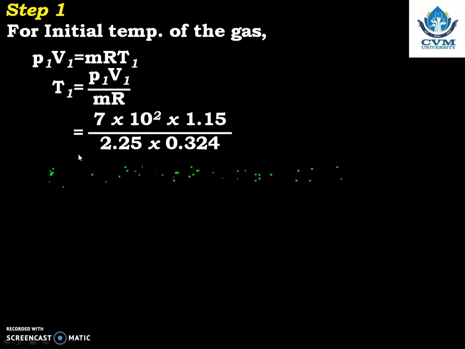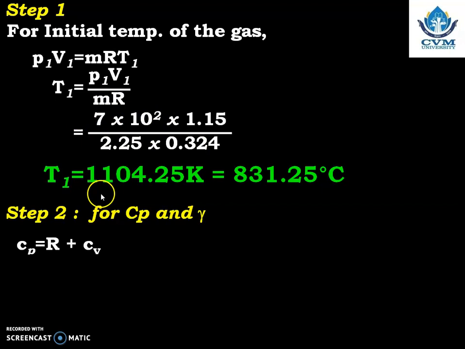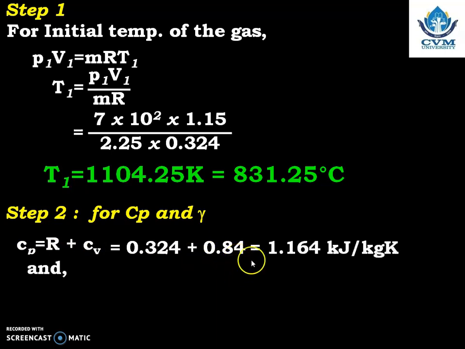So using that, temperature is equal to 1104.25 Kelvin, or it is 831.25 degrees Celsius. Now we have to calculate Cp and gamma. Now we know that Cp is equal to R plus Cv. R they have given, Cv they have given. So it is 0.324 plus 0.84. So the Cp is 1.164 kilojoule per kg Kelvin.